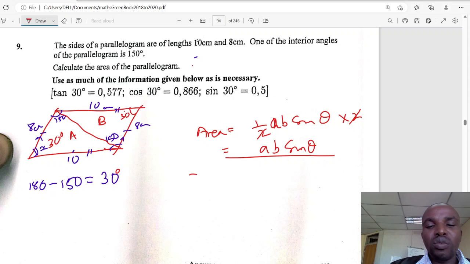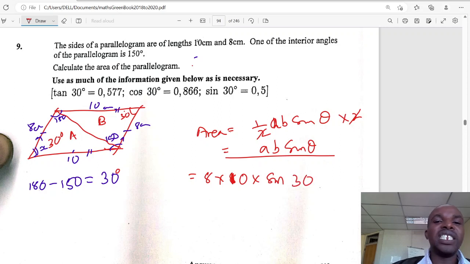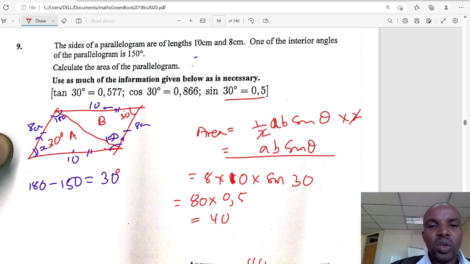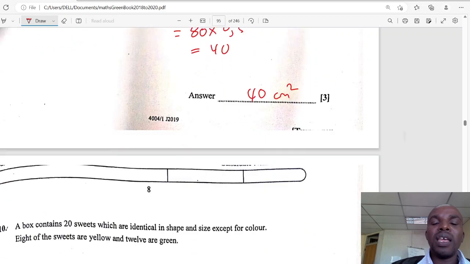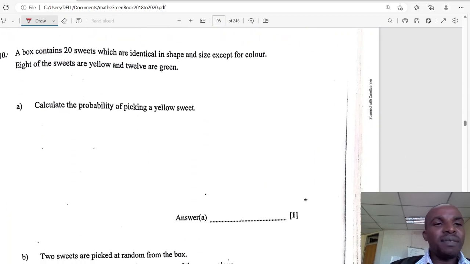So AB, it will be 8 times 10 times sine. Our theta is 30 degrees here. Then we can say 8 times 10 is 80 times sine 30, which is 0.5. So it will be 40. So the area is 40 square centimeters. Done. Right, next question number 10.